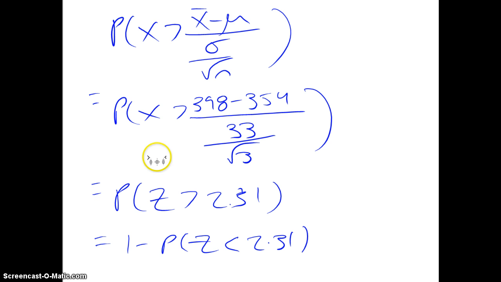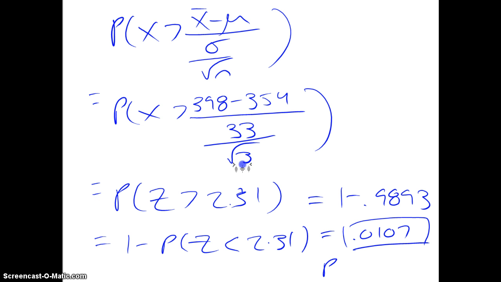So if we ask this question, the calculator, or the book if you're using the book, can give us the probability value. This is the same as 1 minus the probability that you get a z value less than 2.31, which is 0.9893. If you crunch that out, your final probability is 0.0107. This is also known as our p-value.